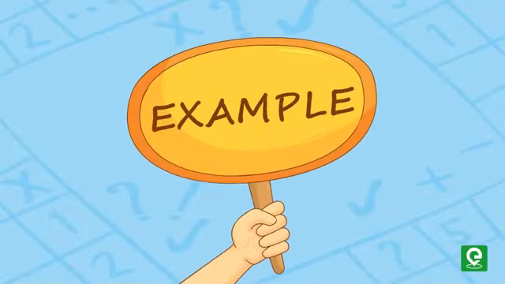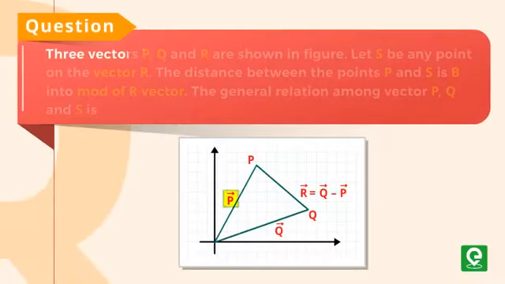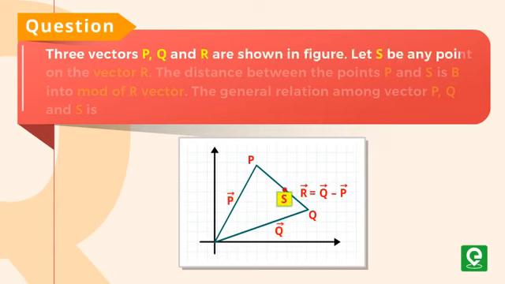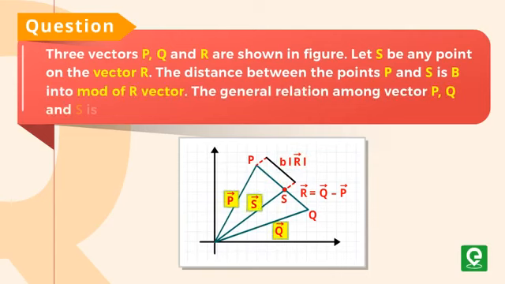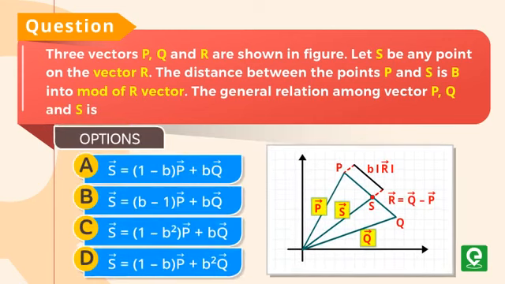Let's take an example to understand this concept better. Question: three vectors P, Q and R are shown in figure. Let S be any point on the vector R. The distance between the points P and S is B times the magnitude of R vector. The general relation among vector P, Q and S is. Options are given. You have to find the correct one. This question was asked in JEE Advanced 2017 exam.